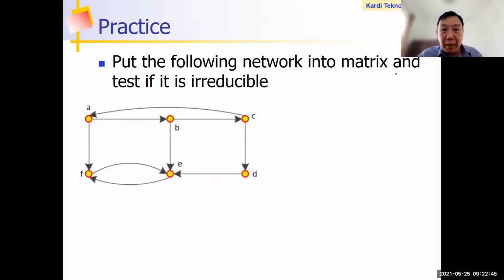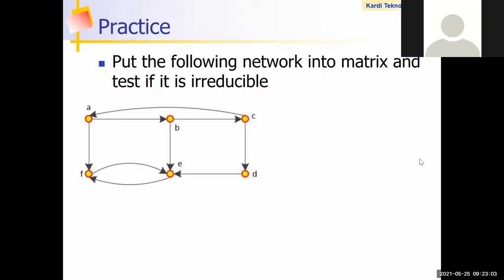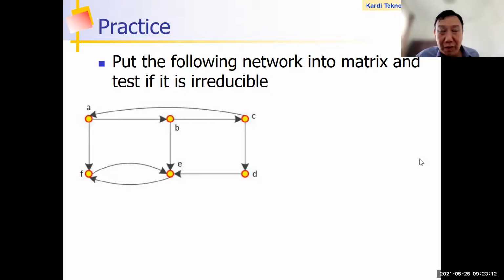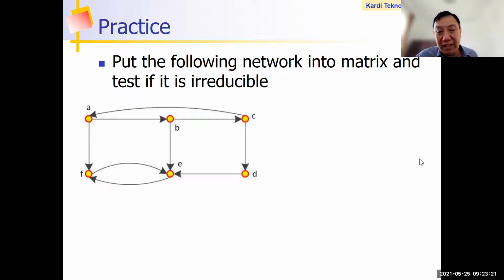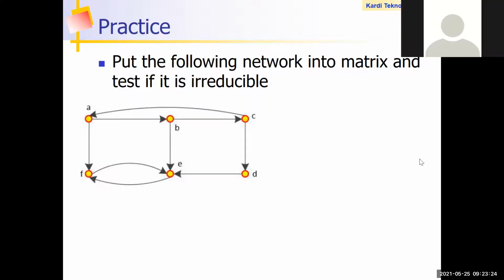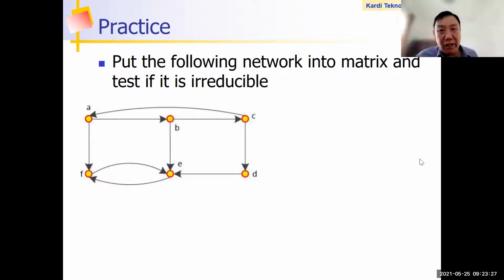Okay, so tell me, is this reducible or irreducible? Reducible. Why? Because there are some nodes that are not connected. What is that node? Weakly connected. Sorry, yes, weakly connected. So weakly connected is reducible, not irreducible. Irreducible means strongly connected. So this is weakly connected, so this is reducible.